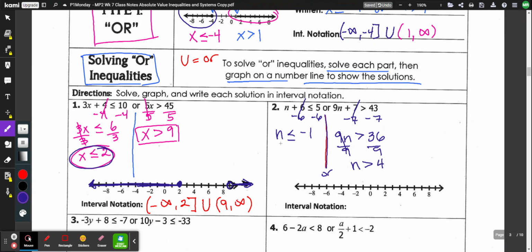Okay, and then let's graph them. n less than or equal to negative 1. Closed circle. I want to use a different color. I think the blue's kind of hard to see. And then the second one is n greater than 4. And that's going to be an open circle. And remember our interval notation. So on this right here, we start at negative infinity and go to negative 1 with a closed circle, so it's a bracket.